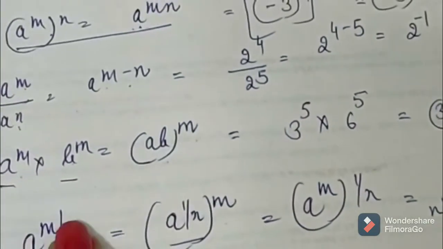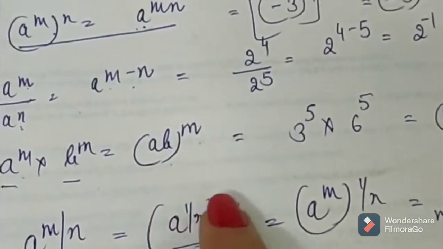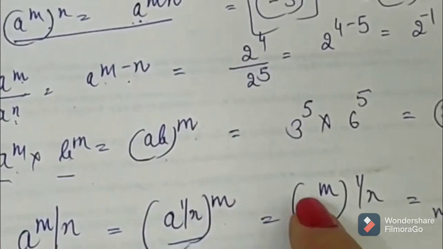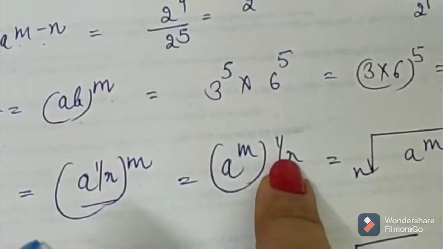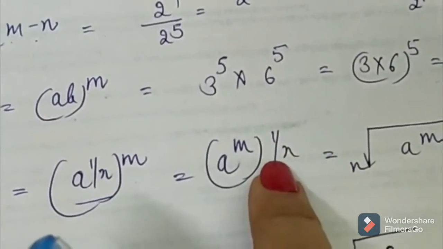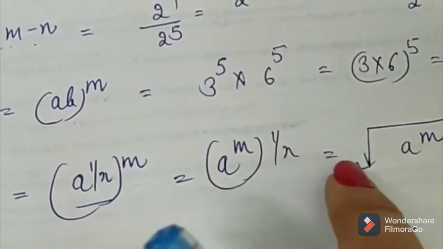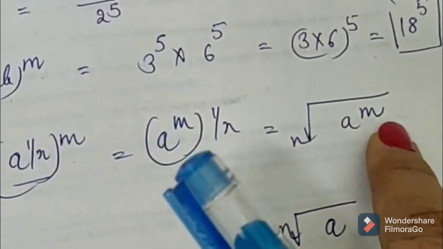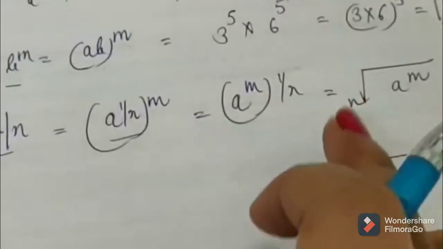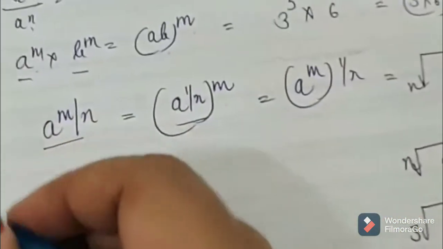So this m by n can be written as 1 upon n into m, or it can be written as a raised to power m inside and whole power 1 by n. If I am writing 1 by n, this 1 by n means this is nth root of a raised to power m. Okay? On the basis of this rule we are going to solve this.